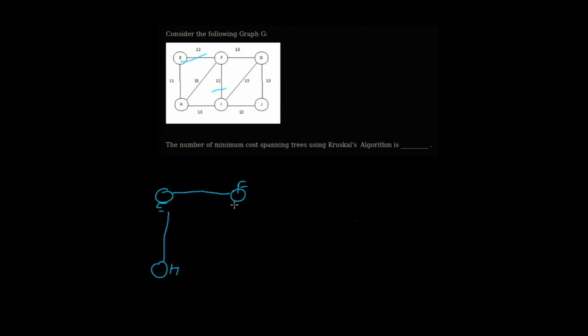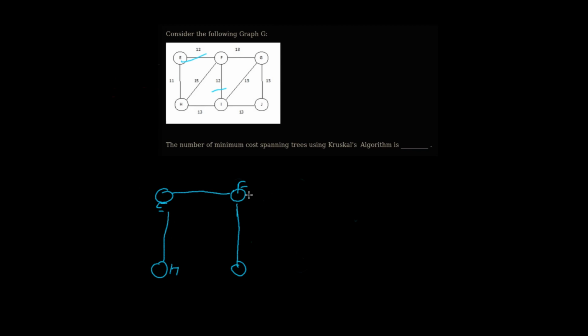This is F, and next we will choose this because of the same weight. Then we can't choose this because it will form a cycle. We can't choose this either because it will be a cycle, so we have to move forward in this direction. Now every edge has the same weight, so I can choose any.